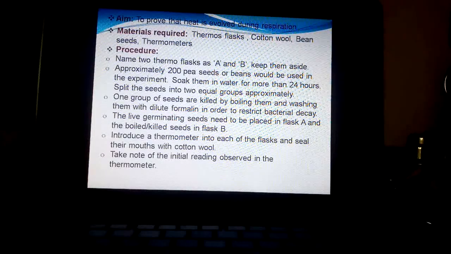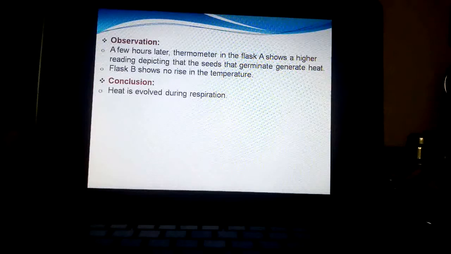Now you understood? Introduce a thermometer into each of the flasks and seal their mouths with cotton wool. Before introducing the thermometer, the main thing you have to do is note down the temperature. The temperature must be room temperature. Take note of the initial reading observed in the thermometer. That is room temperature. Both will show the same.